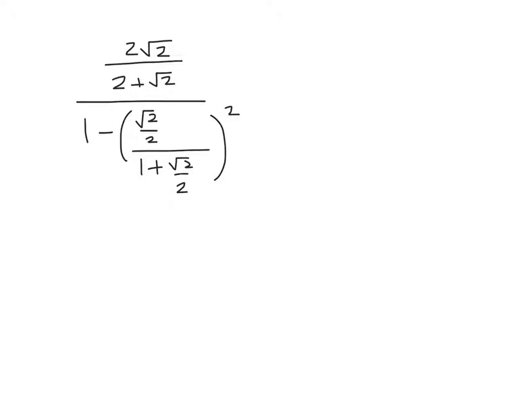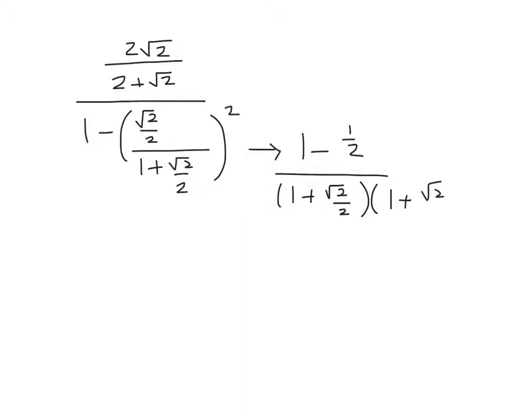So now for my denominator. I've got to take 1 minus that fraction squared. Well, squaring that top part of the fraction is pretty easy. Square root 2 over 2 times square root 2 over 2 is 2 over 4, which is 1/2. Okay? But on bottom, to square that, I've got to take the 1 plus square root 2 over 2 and FOIL it with another 1 plus square root 2 over 2.